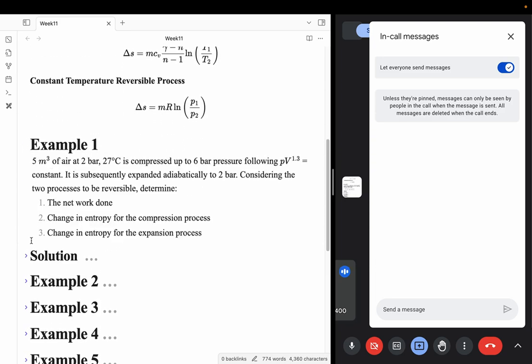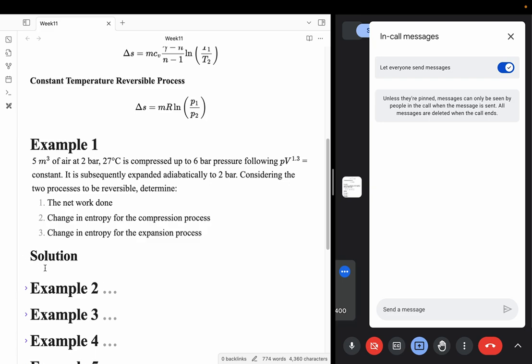So you can go through the first problem. 5 meter cube of air at 2 bar pressure and 27 Celsius is compressed up to 6 bar pressure. So it is undergoing a polytropic process, PV to the power 1.3 equal to constant. It is subsequently expanded adiabatically to 2 bar. So basically there are two processes. Initially it follows a compression process which is polytropic, and then subsequently it undergoes adiabatic expansion.